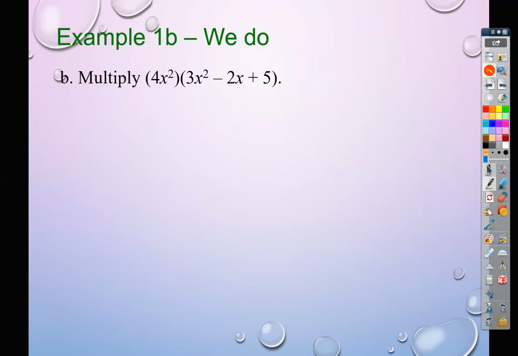Okay, 1b, let's multiply this one together. So we're going to use the distributive property to multiply. So we have 4 times 3 is 12, x to the 4th. And I'm going to distribute 4 times -2 is -8. X squared times x is x cubed. Then I'm going to multiply the 4x squared times the 5 and get 20x squared.